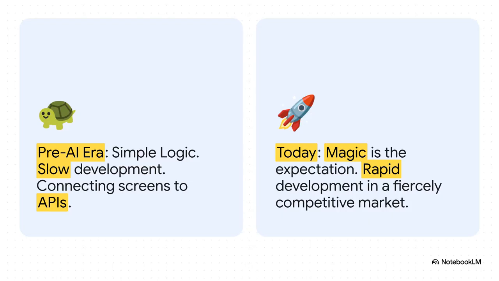Think about it. In the pre-AI era, development was this slow, kind of tedious process of just connecting screens to APIs. But today, phew, the game has totally changed. It's all about moving fast in a market that's fiercely competitive, where that magic we were talking about is the one thing that makes you stand out. But here's the really good news. The barrier to creating that magic has just plummeted.